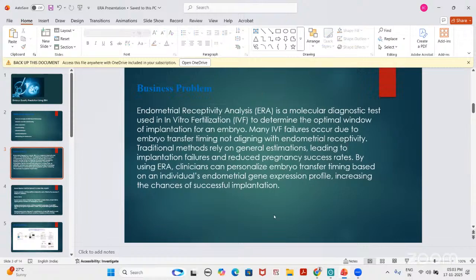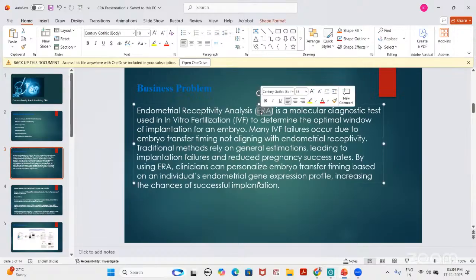Meaning, in a normal way, once we form the embryo, if the embryo is not growing inside the woman's womb, at that time women face a lot of issues, right? So first of all, we need to understand whether the endometrium is receptive or not. For that purpose, we need to consider ERA. So this is the business problem.